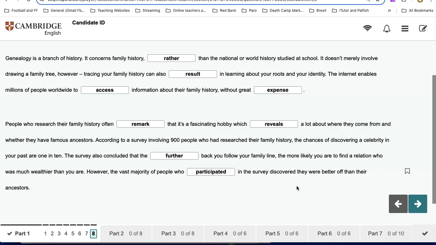Okay, now we've got an answer for everything. What I need to quickly do before I move on is just check the answers. You don't need to read it again, but I'll say rather than, result in, to access information without great expense, remark that, reveals a lot, further back you follow, participated in. Therefore, I think that's good. Okay, so that is the reading and use of English part 1.